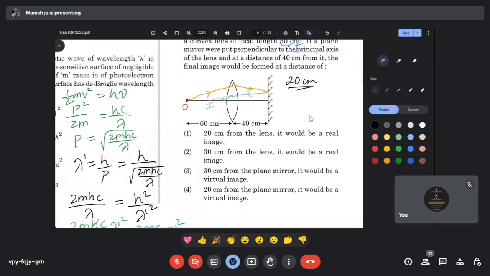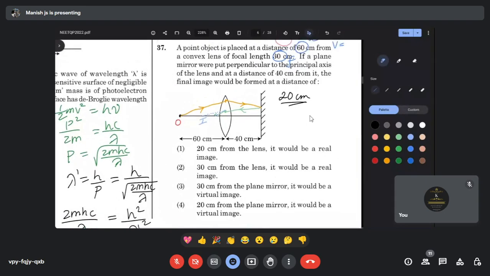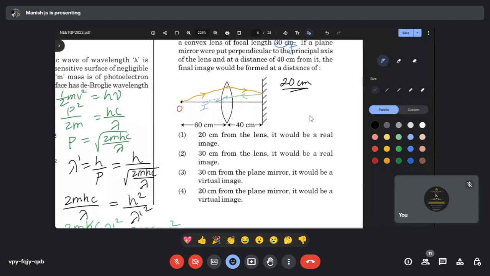Fine. That's it. Now if a plane mirror is put perpendicular to the principal axis, at a distance of 40 from the lens, as they say, then where is the final image going to be formed? So 20 centimeters is for the lens alone. But you have a mirror at 40, so where is it going to form finally?